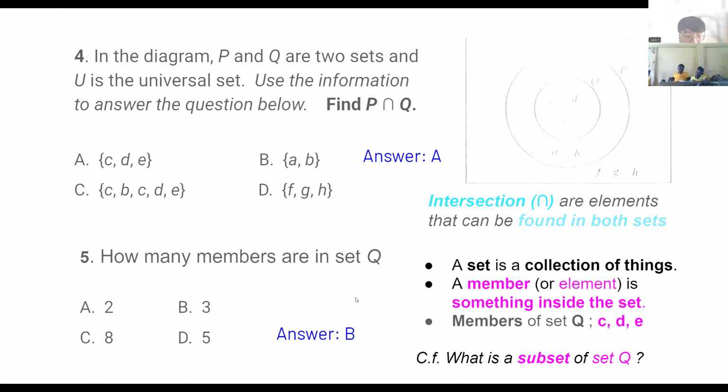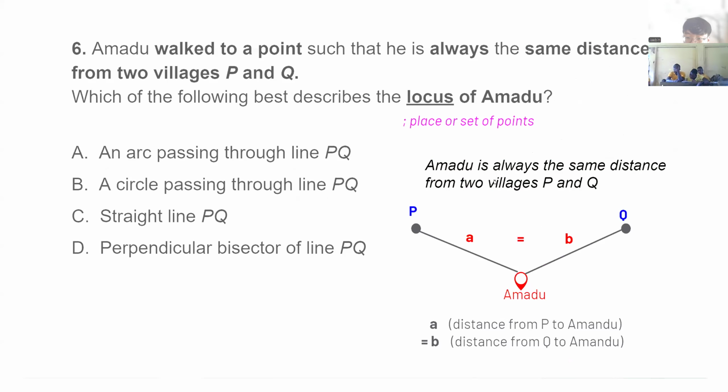I hope this makes sense for everyone. Just know that this question was asking for members in a set. And then an intersection, which you need to know is what is found in both sets. Okay, let's move on to the next question.